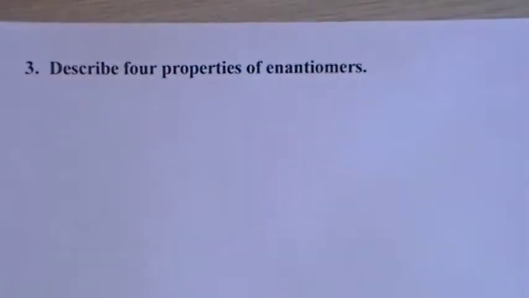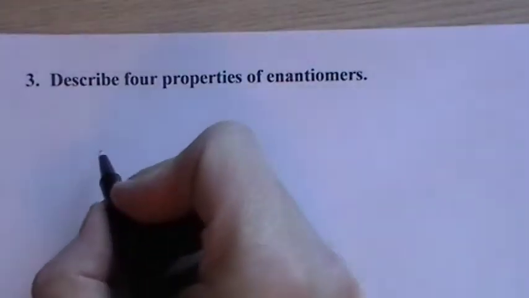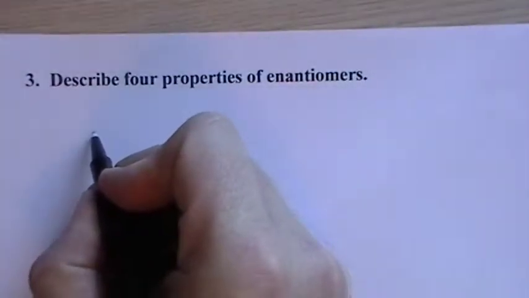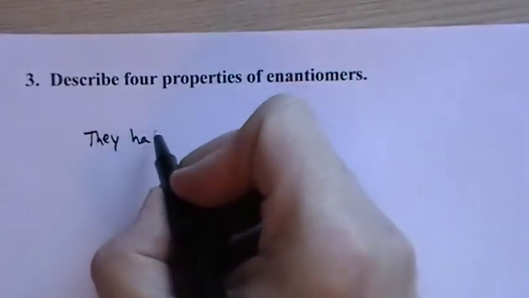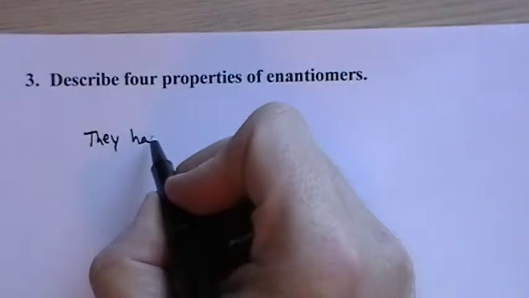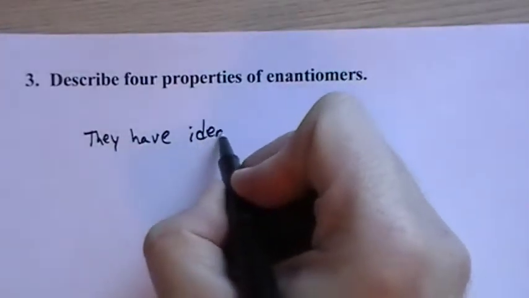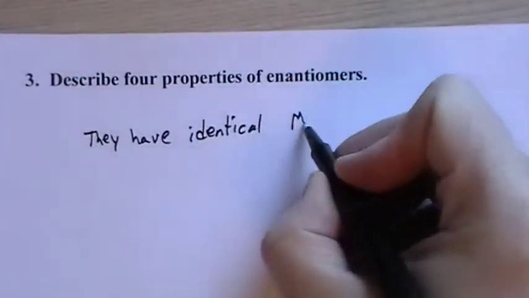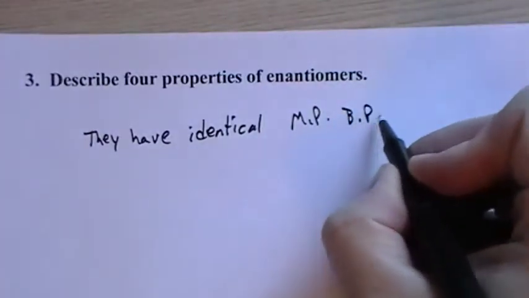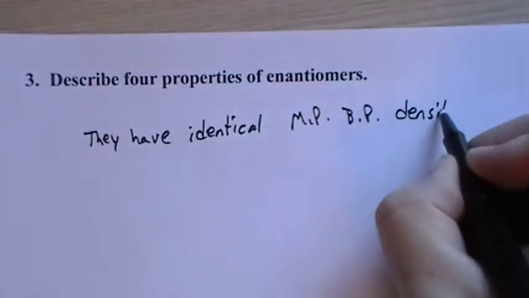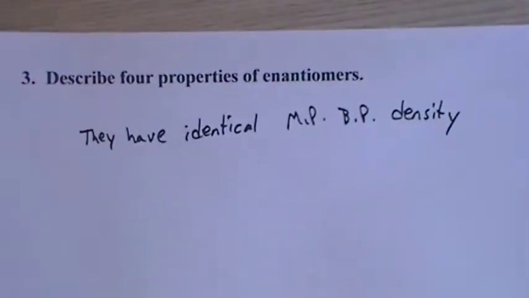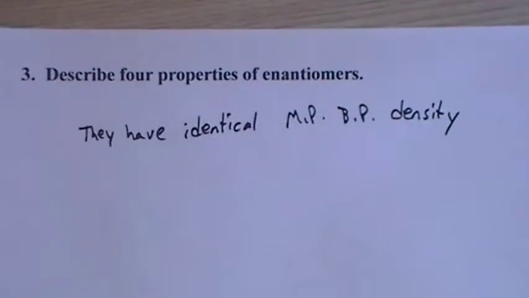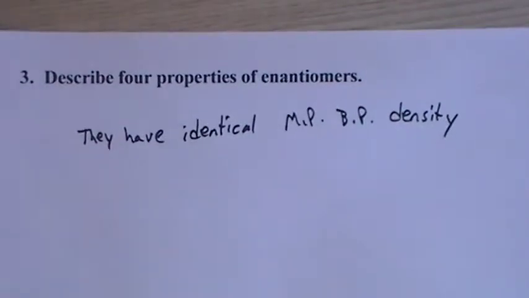But let's talk about four properties of enantiomers. Two enantiomers, or a pair of enantiomers, have identical melting point, boiling point, and density. And on the exam, I'd expect you to write it out. I know it's not fair that I abbreviate, but if you want me to write it all out and double the length of the video, we can do that. But I'm saying it out. On the exam, you'd have to write it out completely.